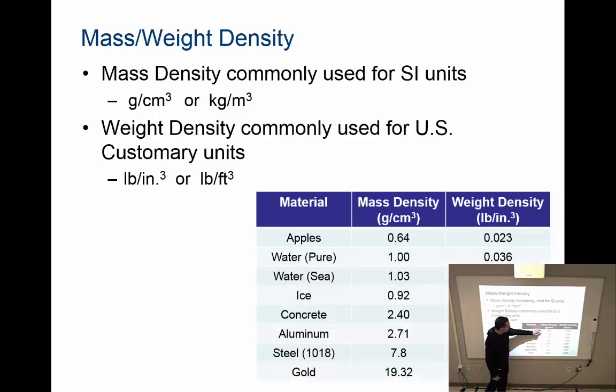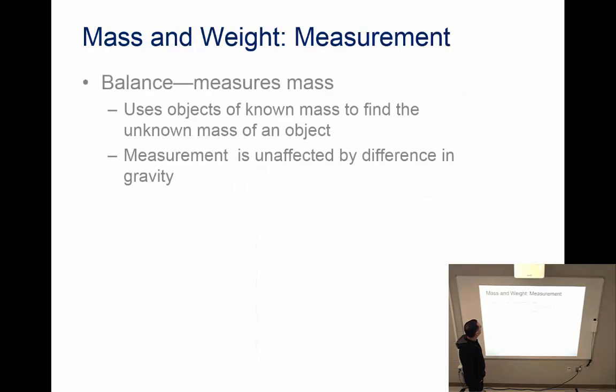So if I look at this as an example, it gives some common items and what their density would be, either in mass density or weight density. Again, we talked about anything that is lighter density-wise than water is going to float. So if I have a density of 0.64 for an apple, we'd expect that apple to float in water. Same with ice. But these others, which have a greater density, are going to sink in the water.